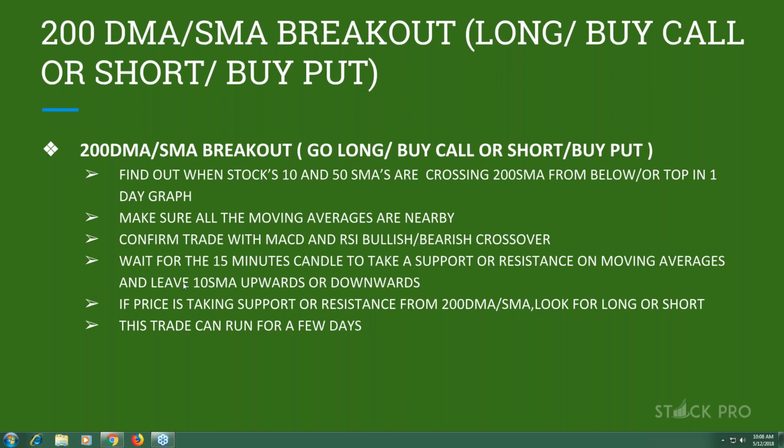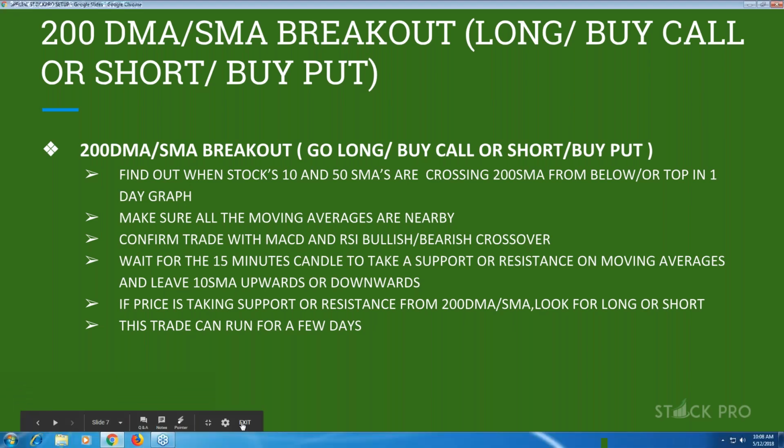Wait for the 15 minutes candle to take a support in case the stock is going up, and the resistance when the stock is going down, and they leave 10 SMA either in the upward direction or in the downward direction. If the price is taking support or resistance from 200 DMA or SMA, look for long or short. This trade can run for a few days, and it's one of the most wonderful and beautiful trades. Let's go to the market and see what all happens.